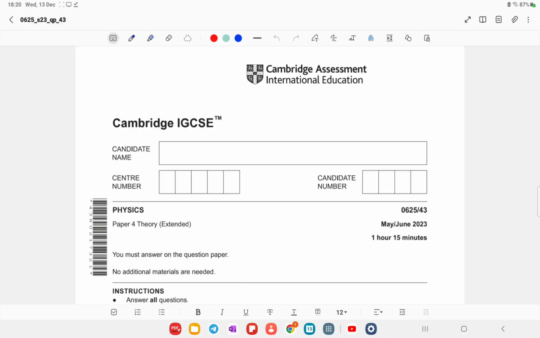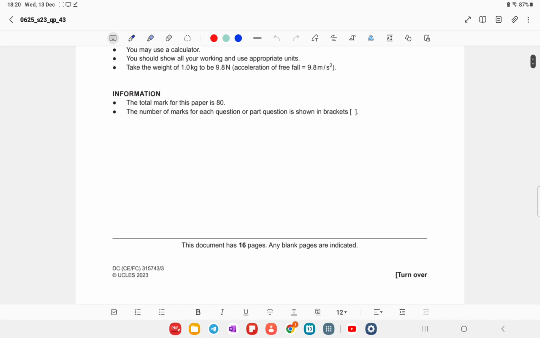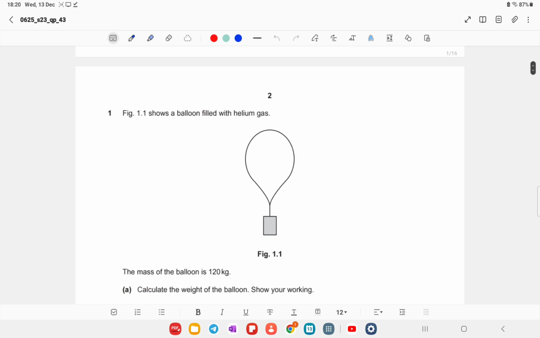Solve Cambridge IGCSE Physics Paper 4 Theory, and the variant is 0625/43. It's a May/June 2023 paper. So, right, let's start off with question number 1.